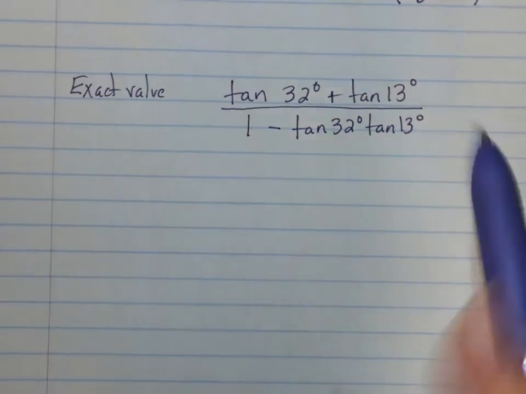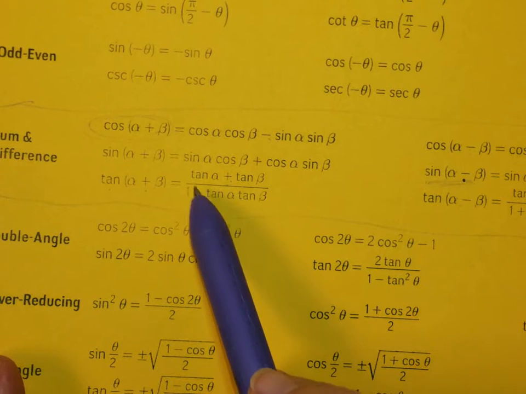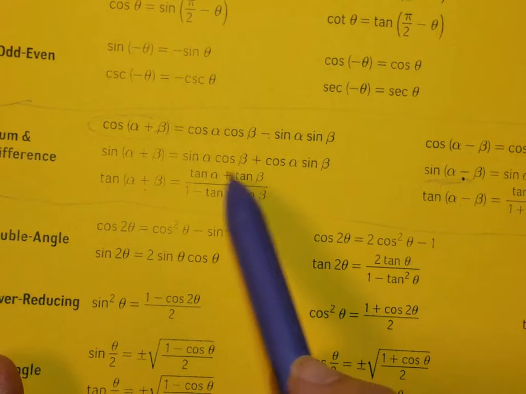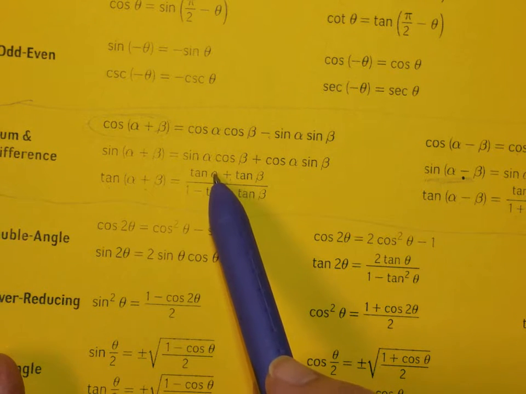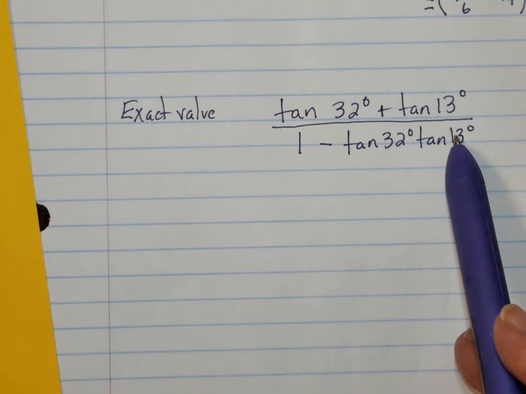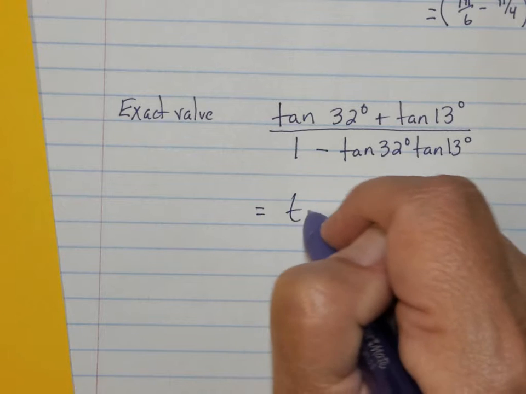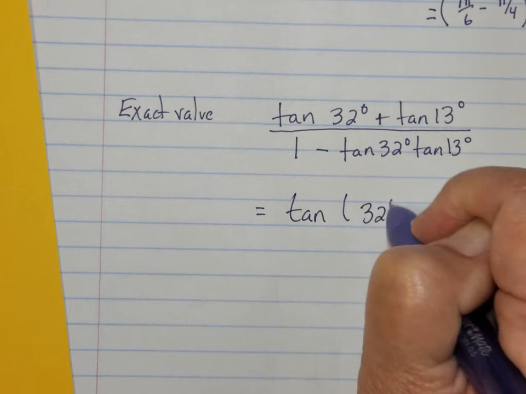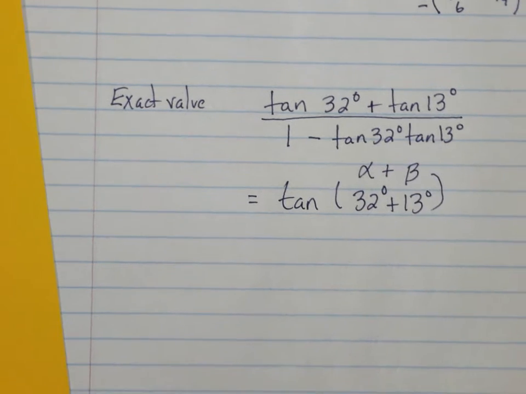Look at your formula chart. You got a plus and a minus. This is the right-hand side of the tangent sum identity, right? Alpha, beta, alpha, beta. 32, 13, 32, 13. Plus sign, minus sign. So this is just tangent of 32 plus 13. Right? This is my alpha and this is my beta right there.